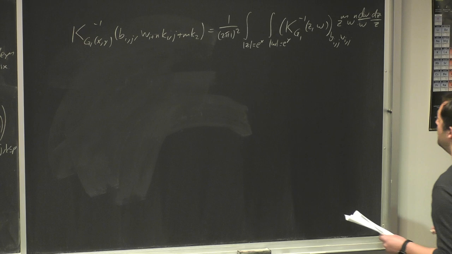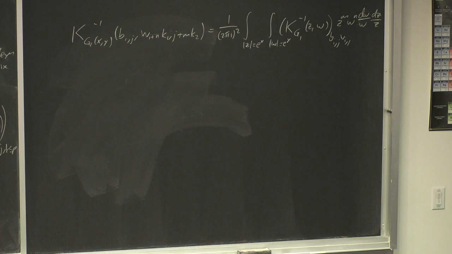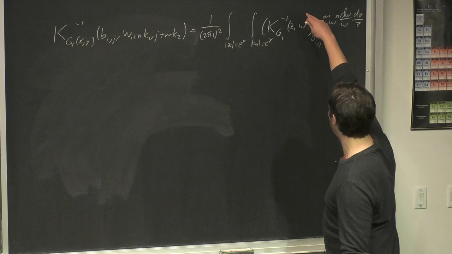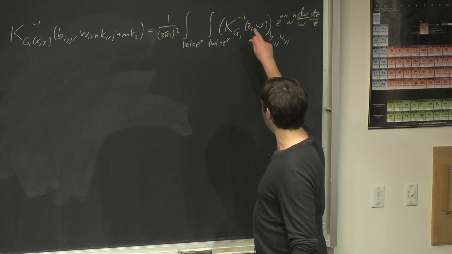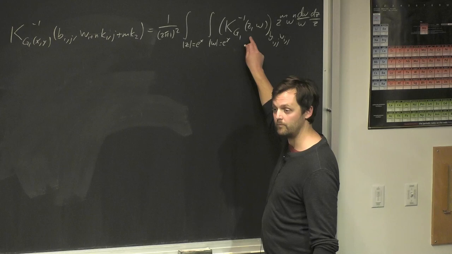Okay, so this is a big formula, but maybe right away you can see that this is the Fourier coefficient of some function inside here, right? So I will tell you what this function is. This is a function in Z and W, and you can think about this as the Kasteleyn matrix on the torus. So what do I mean with that?